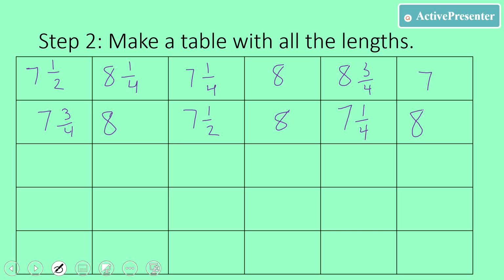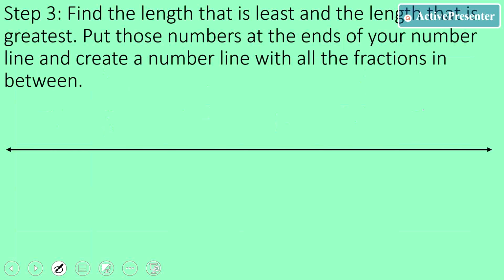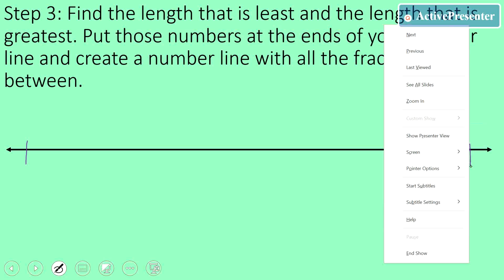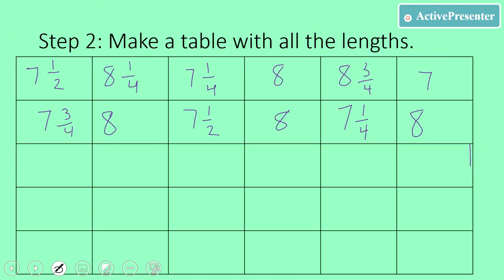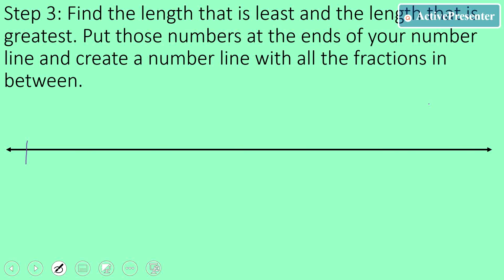Okay, so now you should have your information written down too. If you haven't, pause and make your table. You can use your piece of paper, or you can do it on your whiteboard, just listing all of the lengths you had. Now we're on step 3, which is find the length that is the least and the length that is the greatest. And those numbers are going to go on the ends of your number line. So I'm going to put a line here, and I'm going to put a line here. And these are going to be my shortest length and my longest length. But I want the whole number that comes after it. So if I see 7 is my smallest, I'm going to write 7.